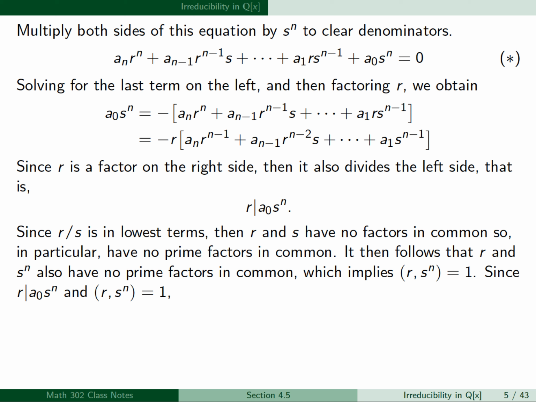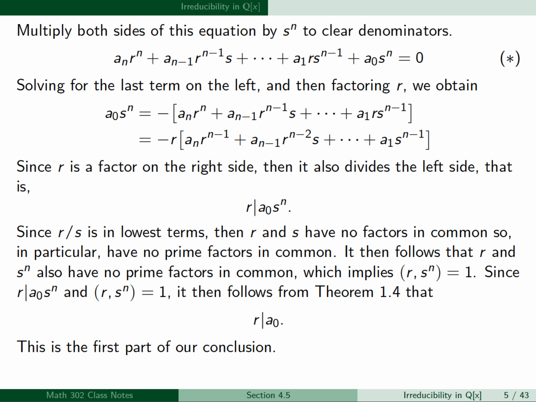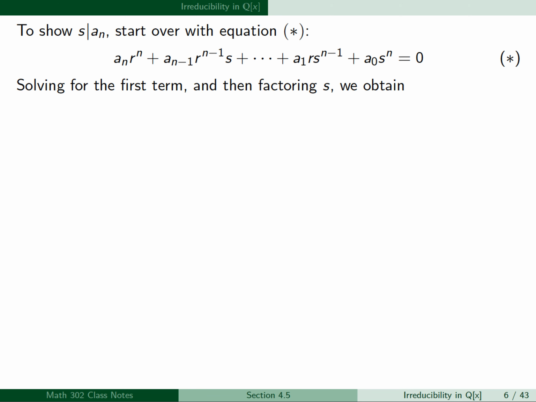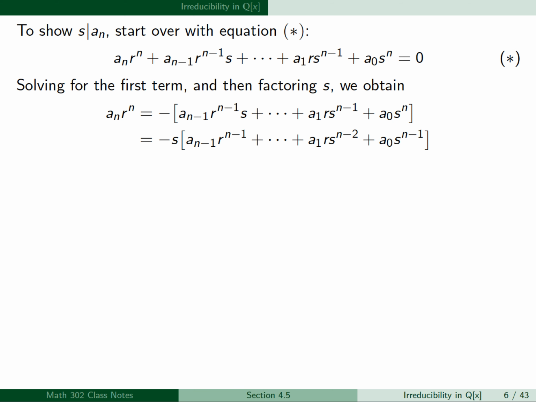Now, since r divides a_0 s^n and the GCD of r and s^n is 1, it follows from theorem 1.4, way back in chapter 1, that r divides a_0. And this is the first part of our conclusion. To show the second part of our conclusion, s divides a_n, we'll start over again with equation star. This time we'll solve for the first term and then factor s to obtain a_n r^n is equal to the given expression.